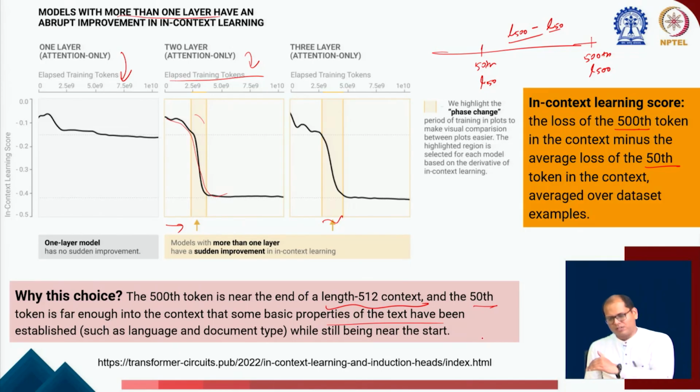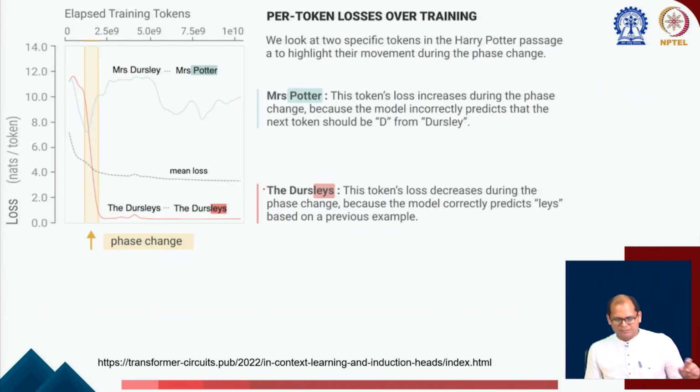So this is how much the loss changes, and they approximate the in-context learning behavior of the model this way. If this loss is decreasing, and this happens abruptly after a certain period, that means the in-context learning capability is developing in the model.